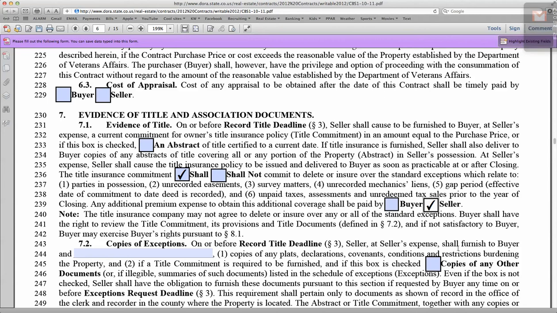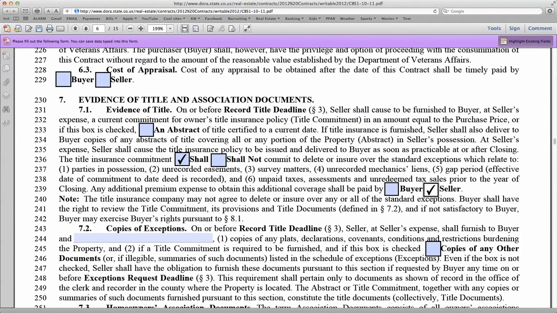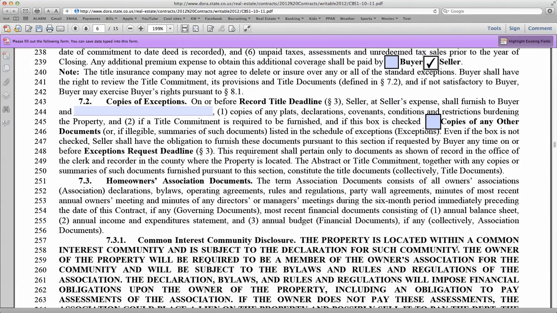7.2 talks about homeowners association documents. Those also need to be provided at the seller's expense to the buyer by the record title deadline, which again is in Section 3.